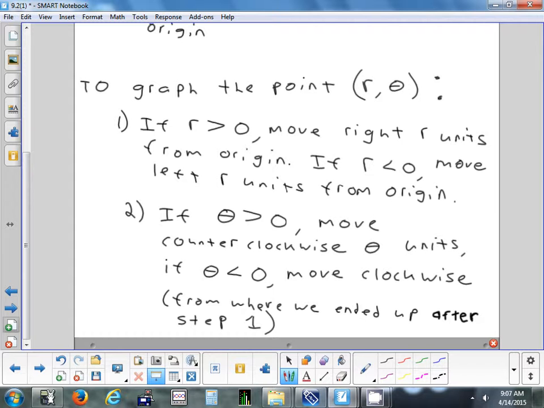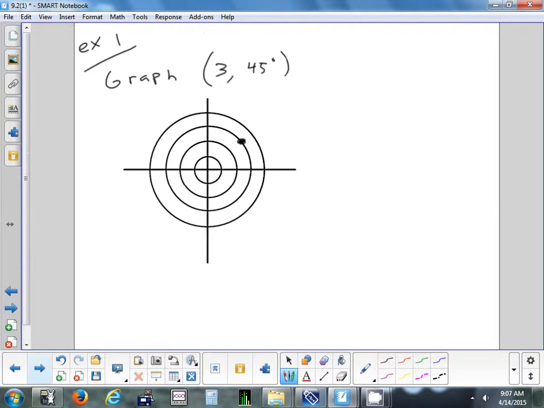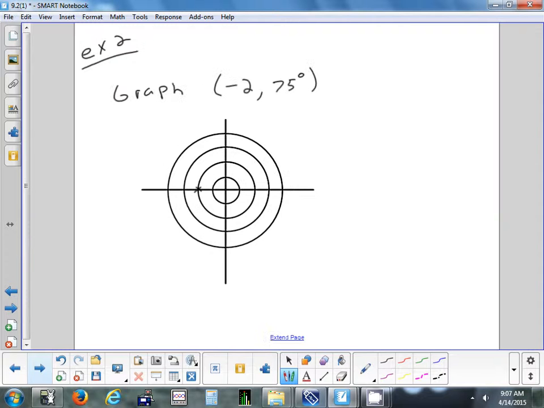Okay, any questions on that? All right. So we've gone left 2. Now go 75 degrees counterclockwise. Okay, so the opposite way a clock goes. Okay, that would be about right there. If I went all the way down to the negative part of this axis, it would be 90. So just go a little bit before it. Okay, any question on that?